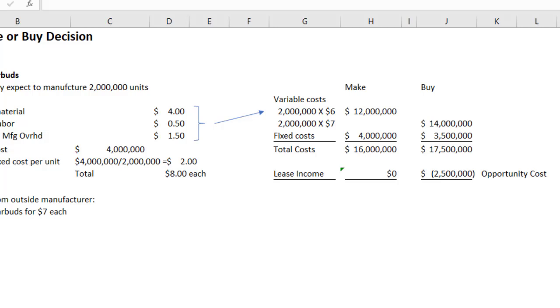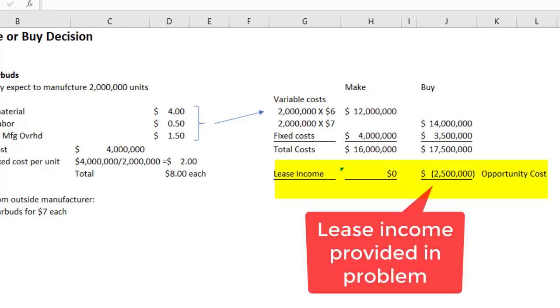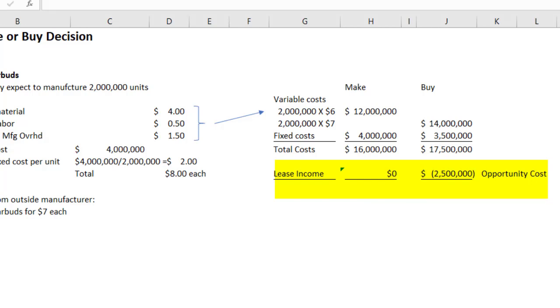In our situation, the management determines that they can take the extra space now being used to manufacture earbuds in the factory, and they could lease out that space to another manufacturer who's looking for space. In other words, they could sublet some of their factory to a third party, and that would bring in $2,500,000. That's what we call an opportunity cost. If we continue to make the product, we won't get any of that $2,500,000.